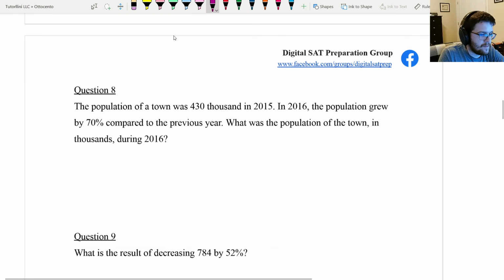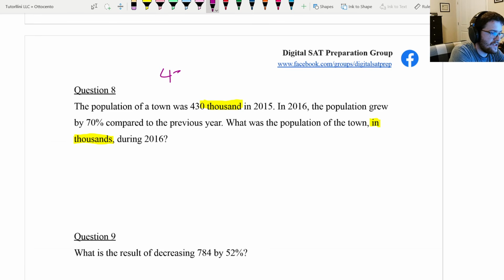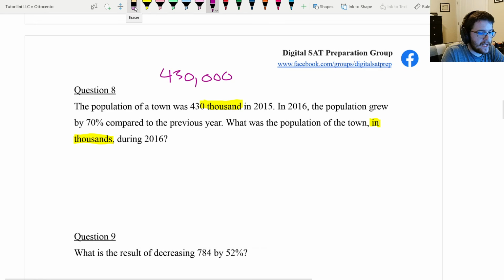Okay, population of a town was 430,000. Okay, so see how it says the word thousand? And then I'm going to check to see if it says in thousands in the answer. It does say in thousands, so I don't need to multiply by 1,000. I just leave it as is. If it didn't say in thousands, you'd have to make sure to write 430,000 at the beginning, because the units need to match the answer. So anyway, just be careful of that.